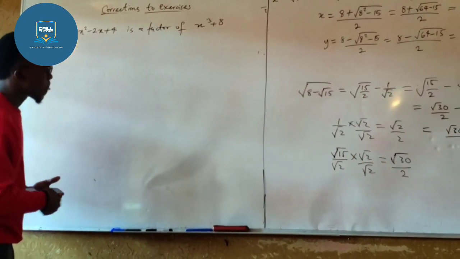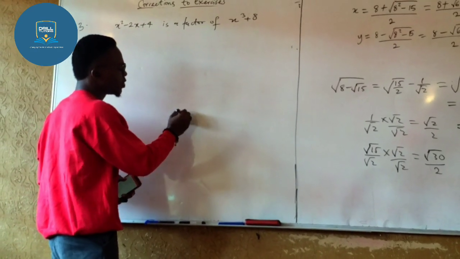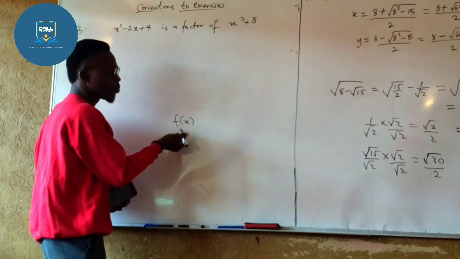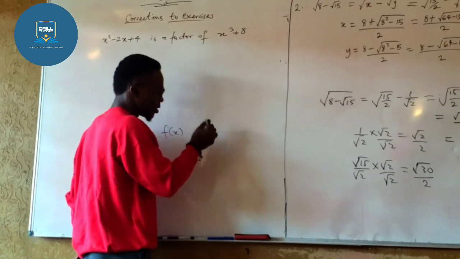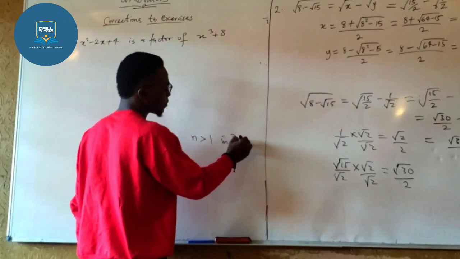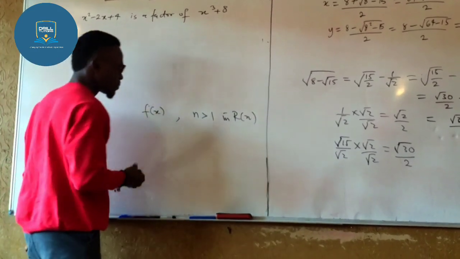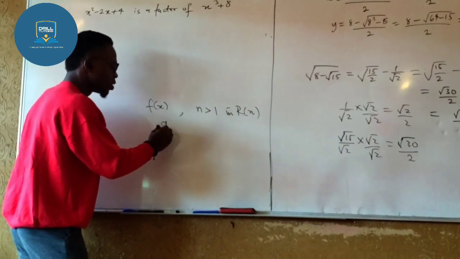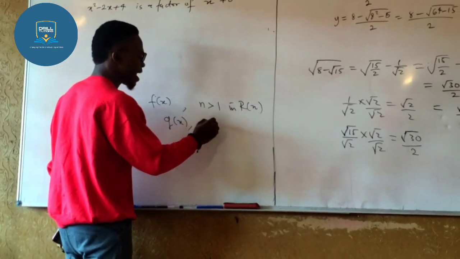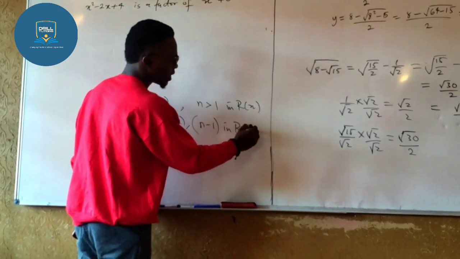I'm sure you remember, we said that if you have a polynomial, let me use f of x, which is of degree n, where n is greater than 1, of course, in the real numbers, and you have another expression or a quotient which we will represent by this, which is of degree n minus 1, where n minus 1 is also in the real numbers.